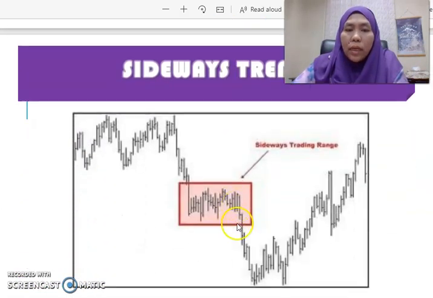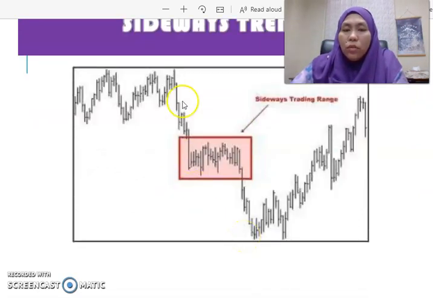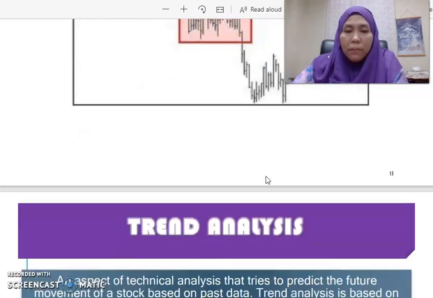Okay, how does it look? It looks like this. Okay, a sideways trading range. As we can see, during the downtrend, they make a correction or consolidation by forming the sideways trend.